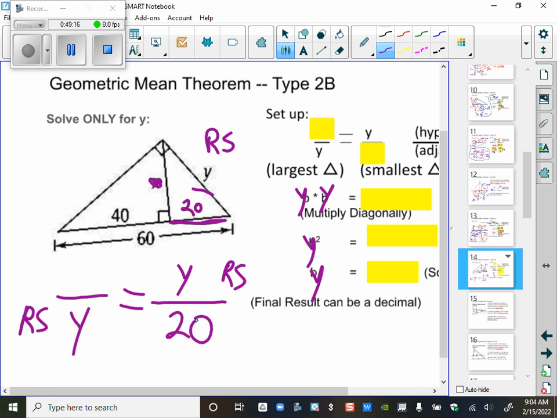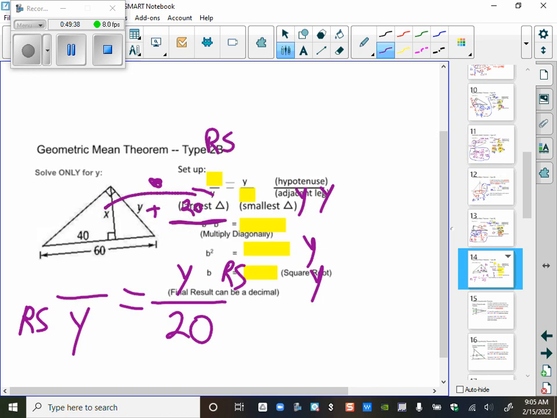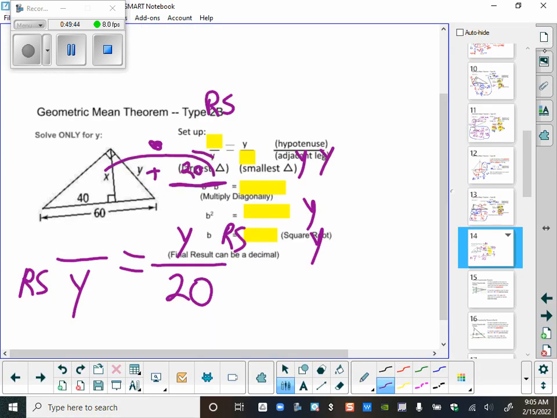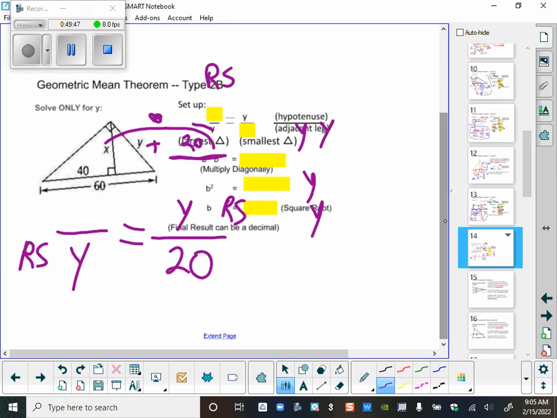Now, what would be the numerator of the other part of our proportion? You could add something, but rather than 40 and 60, you're going to add 40 and 20. But what does the 40 and 20 get you? 60. Okay, what just happened here?